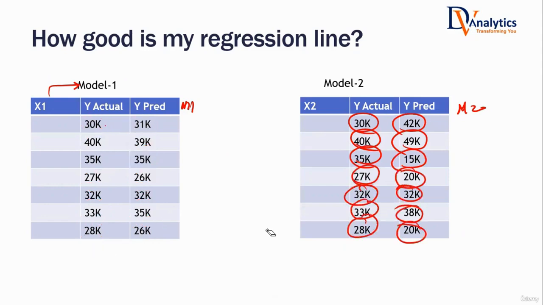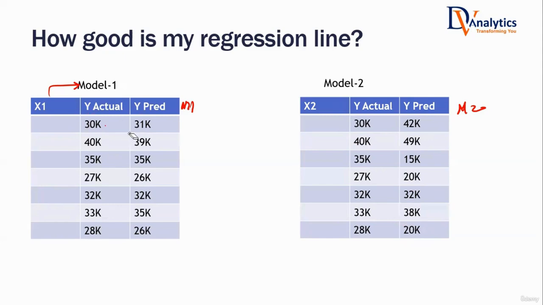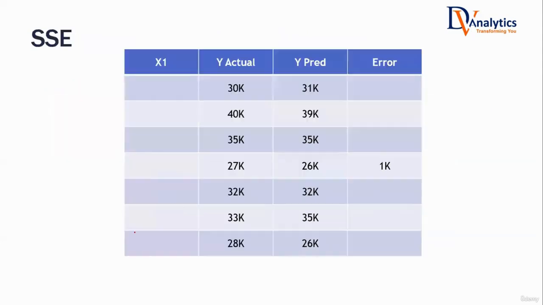Is M1 making lesser error or is M2 making lesser error? Overall, M1. M1 is making much lesser error. So you have the Y actual value and the Y predicted value. Any gap is called an error. Sometimes error is positive, sometimes error is negative. But for a good model, the overall error has to be minimal.